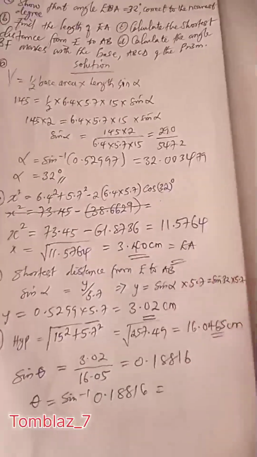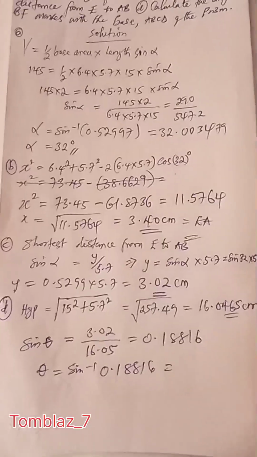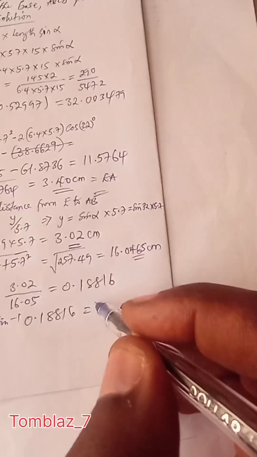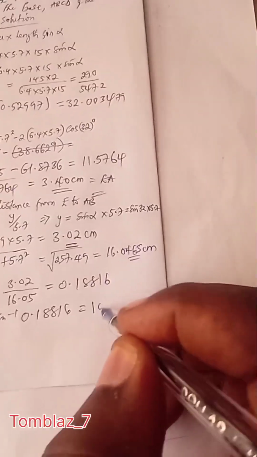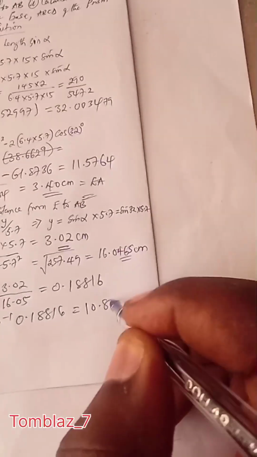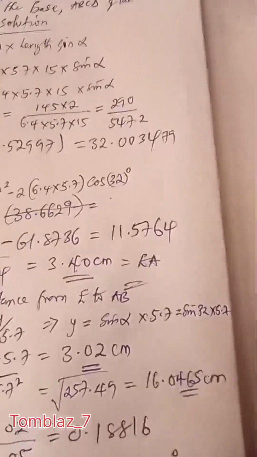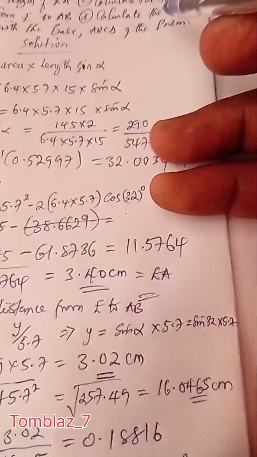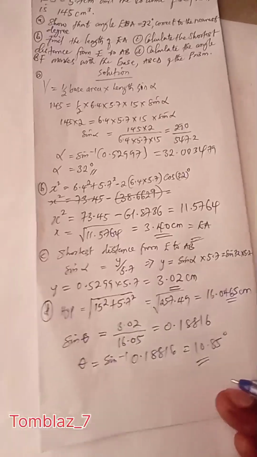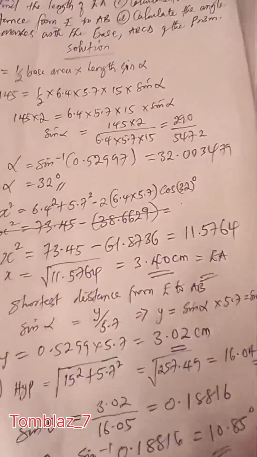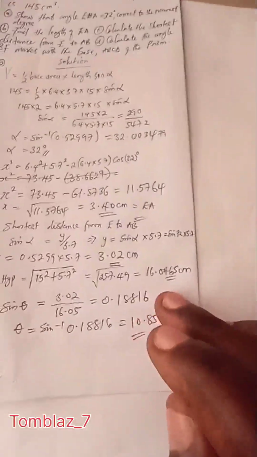So let's take the arc sine of that value. The arc sine of 0.18816 will give us 10.85 degrees. It is not said whether we should put it to the nearest degree, but this is also fine, right? Okay, so this is the angle that BF makes with the base ABCD of the prism.